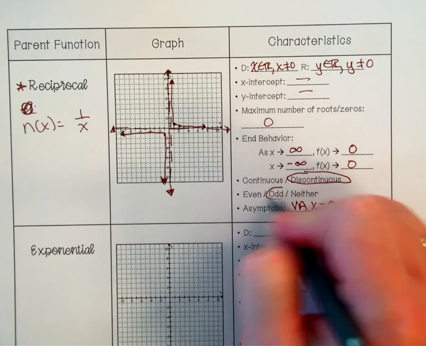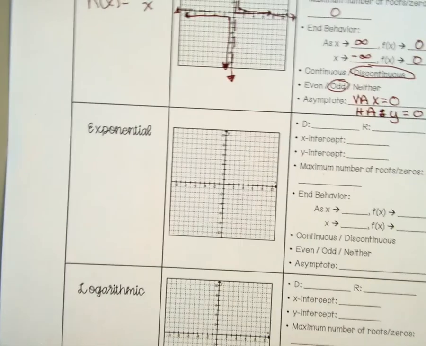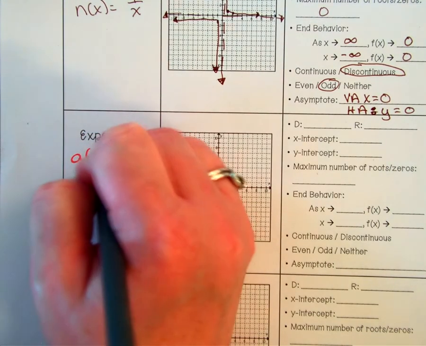This is discontinuous, but it is an odd function. It is reciprocal over that origin. So that is going to be an odd function there. All right, 2 more. Exponential. I'll go with A for exponential.